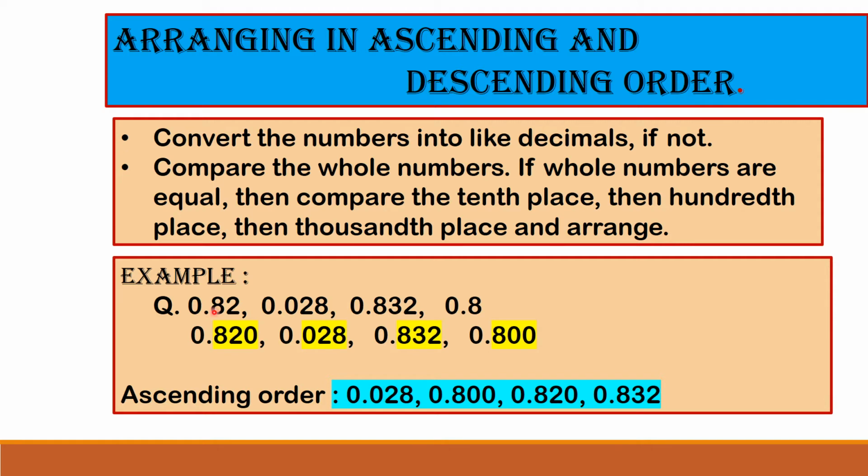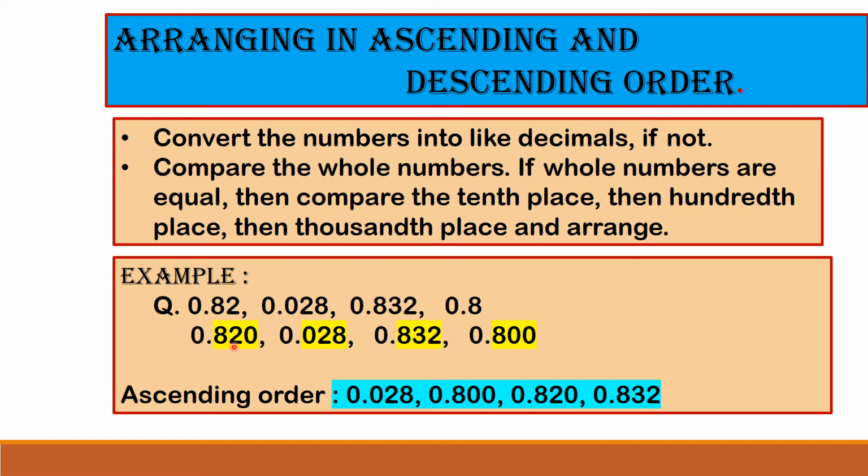Now let us see this example. You have to arrange these numbers into ascending order, that is small to big. First of all, you have to do what? You can see here this has two decimal places, this has three decimal places, three decimal places and one decimal place. So you have to convert these into like decimals. The maximum number of decimal places is 3. So you have to convert all these numbers to 3 decimal places. How will you do this? For the first one, you have to put a 0 to the extreme right, only one, because this has two decimal places.